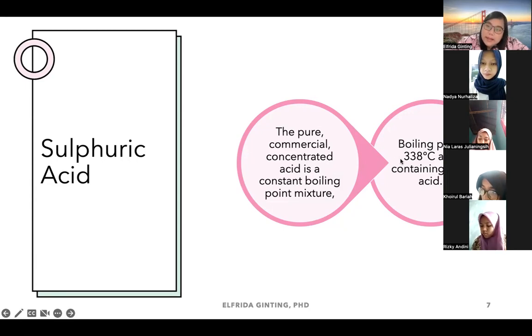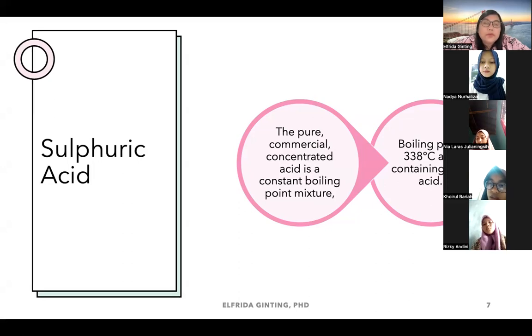And 338 degrees Celsius usually contain 98% acid. Okay, it has slightly maybe other contamination, but we call 98% acid. We consider it as pure. So when we buy it, usually it says like 98%. Yeah, 98%. So it's quite impossible to buy like 100%.